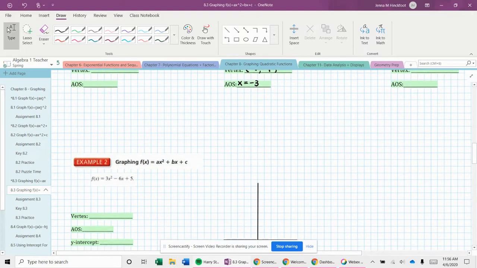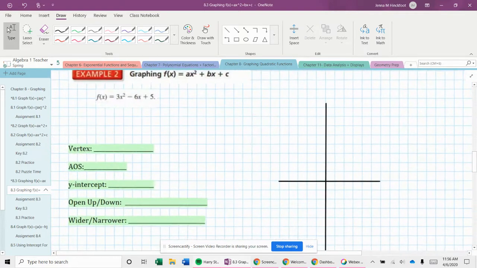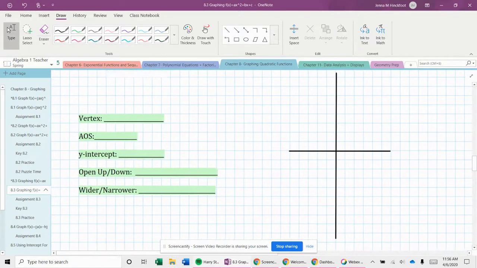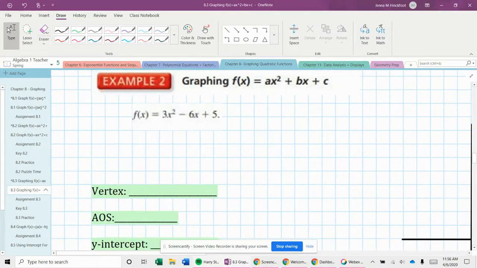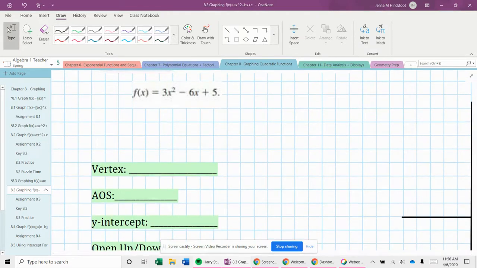Okay, let's move on. Now we're going to actually graph this as a whole. Again, you were just answering the questions. The graph, I'm just teaching you how to graph so you know. Okay, so same process. I would always start with what we just did. So start with your vertex and your AOS.